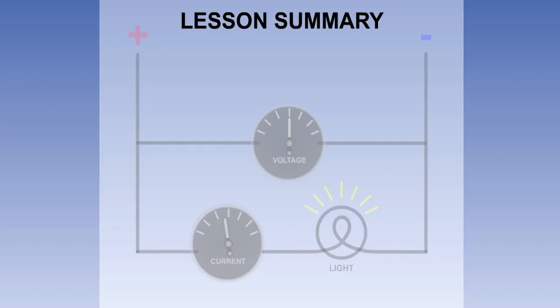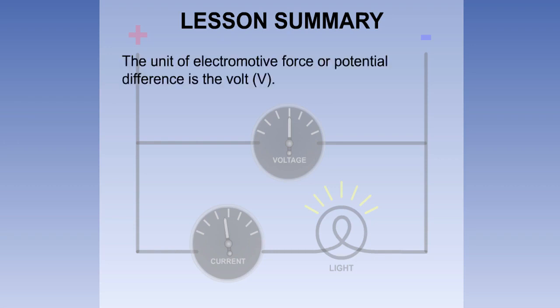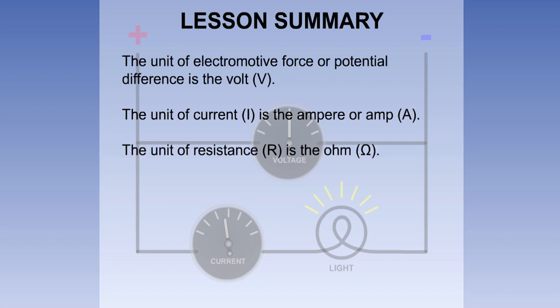That is the end of the lesson. Here is a summary of the main points. The unit of electromotive force or potential difference is the volt. The flow of electrons is known as current. The unit of current is the ampere or amp. A material's electrical resistance is its level of resistance to current flow. Resistance is measured in ohms.